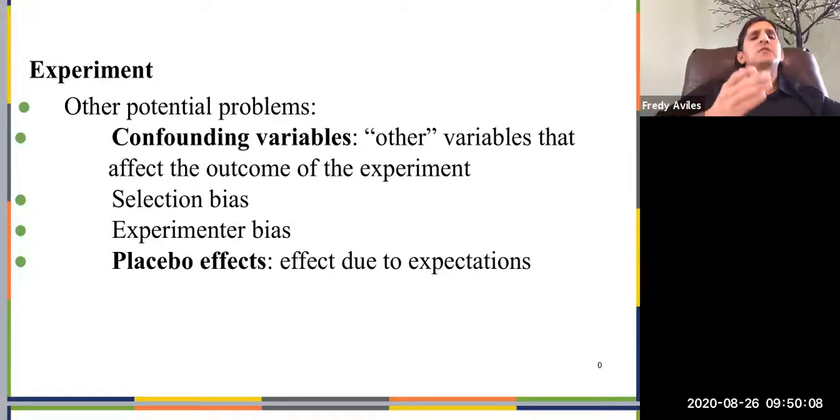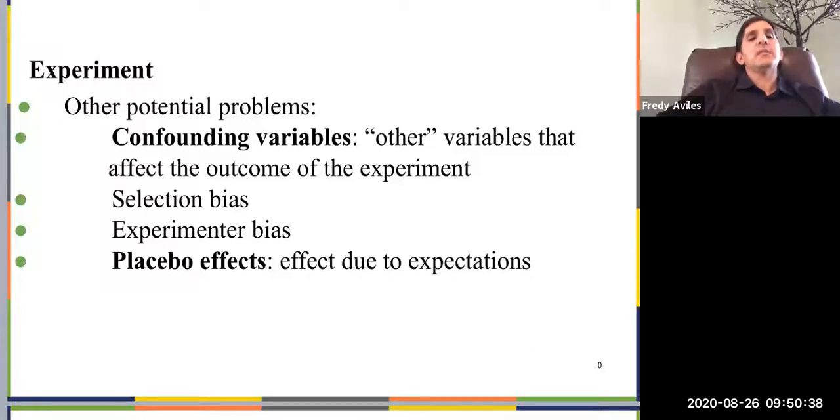But long story short, a confounding variable is just some other thing that could be affecting the outcome of the experiment, that is messing up your experiment, or potentially giving you the results that you want, but it's not because of what you predicted. So a confounding variable is just some other variable, some other thing that's affecting the outcome. And you don't want that. What you want is for your experiment to work out the way you planned.